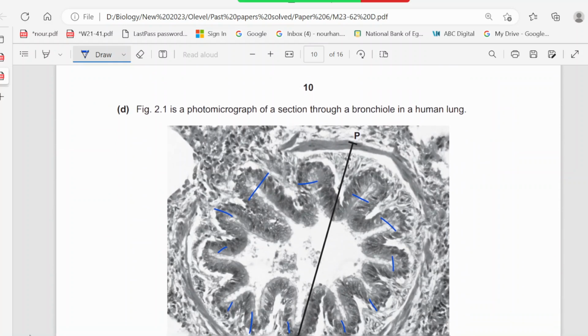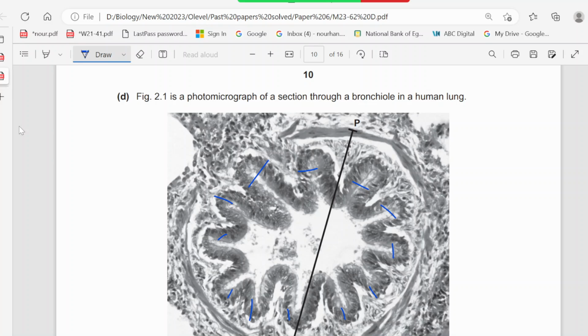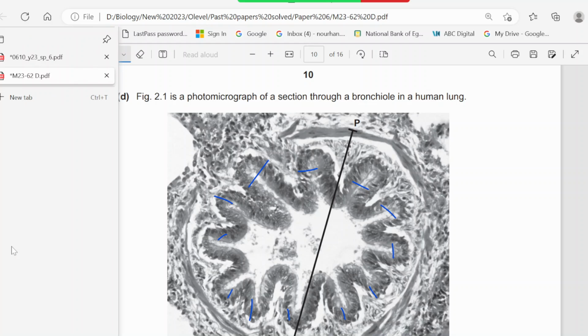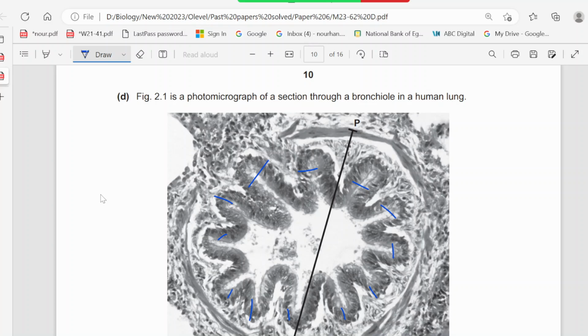Okay, here we have a photomicrograph of a section through a bronchiole. How am I going to draw it? First, count the projections: 1, 2, 3, 4, 5, 6, 7, 8, 9, 10, 11, 12. Okay? And then you have layers. There is a dark layer and a light layer and there is another layer here.